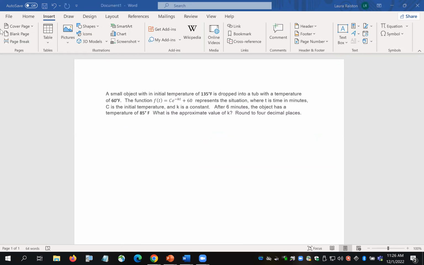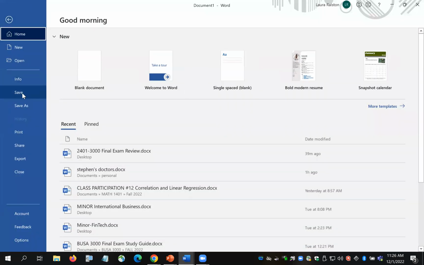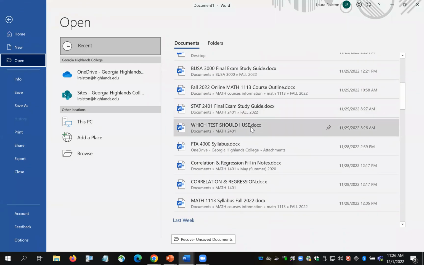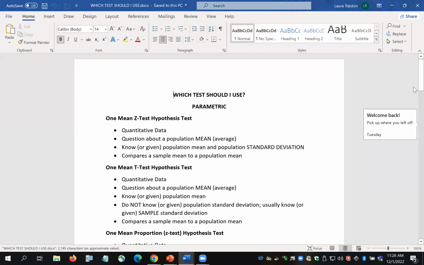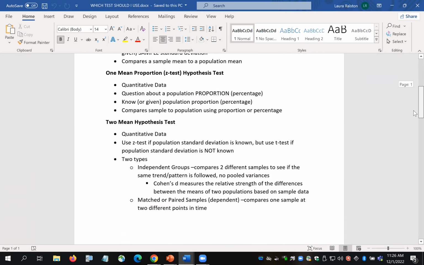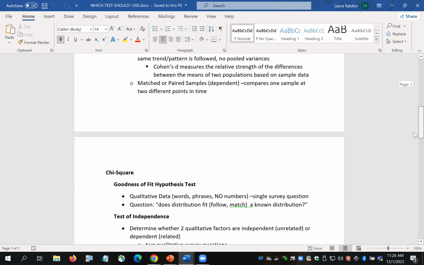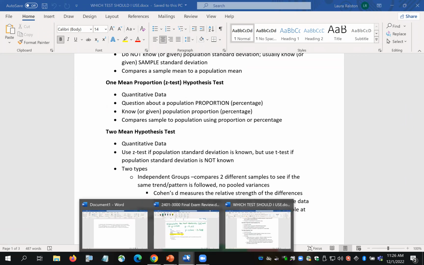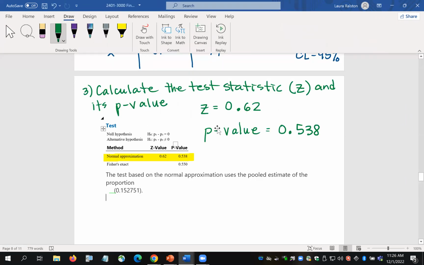I also noticed on the document that we were looking at the other day, on which test should I use, I realized that I had omitted the two proportion test. So I'm going to go back and add that to the document, and then I'll update it in the announcements for you. Okay, so this particular one was not listed there for whatever reason. I just missed it.